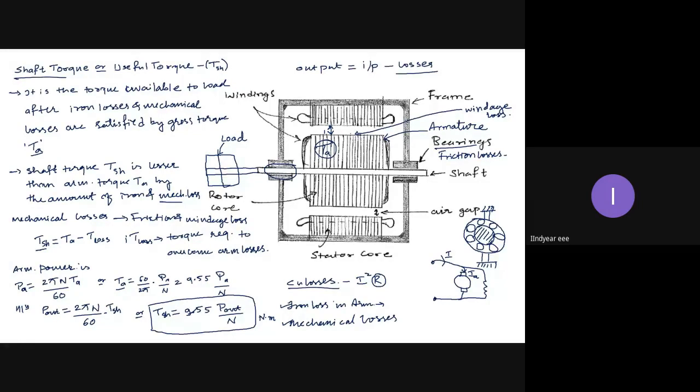This is all about the shaft torque. Any doubts so far? Okay, we'll move ahead. Speed of DC motor. We will try to establish a relationship between the speed and back EMF and currents in this topic.